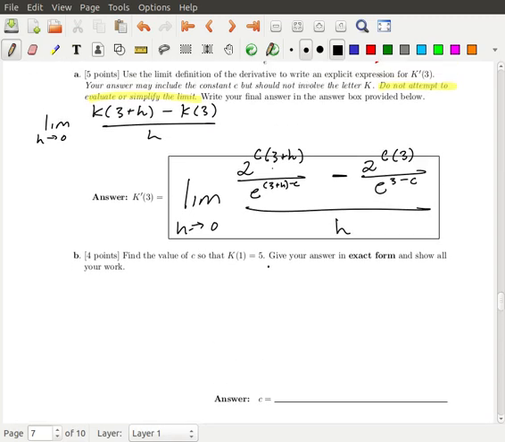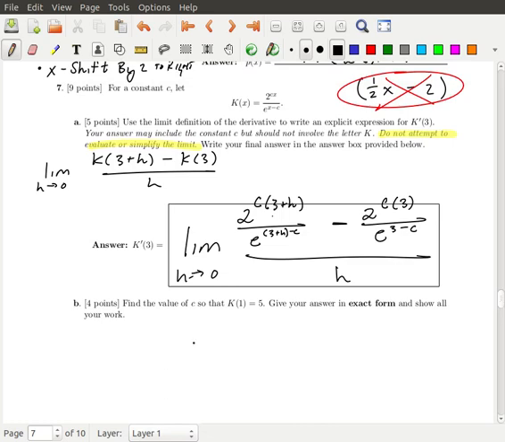Find the value of c so that k of 1 equals 5. Give your answer in exact form. This is just algebra. We're going to plug in 1 for x and 5 for k of x. But it's algebra involving logs, so they want to test that. 2 to the c times 1, over e to the 1 minus c. Okay, so we get 5 equals 2 to the c over e to the 1 minus c.